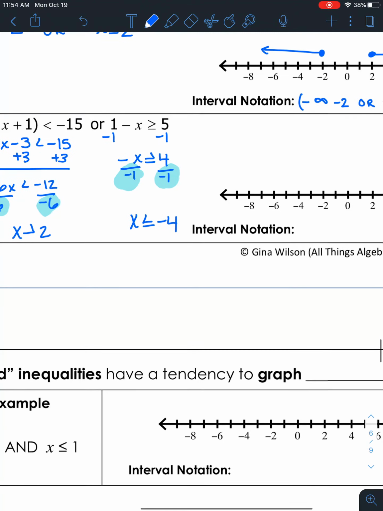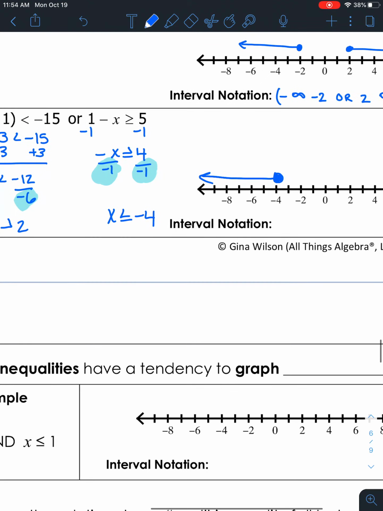All right, so we're going to graph that. So negative 4 is going to be my first answer. That's a closed circle, shading in the direction that it's pointing. Then I'm going to go with 2, open circle, and again, shading in the direction that it's pointing. It's an or, they're getting divorced, so we're good with that.